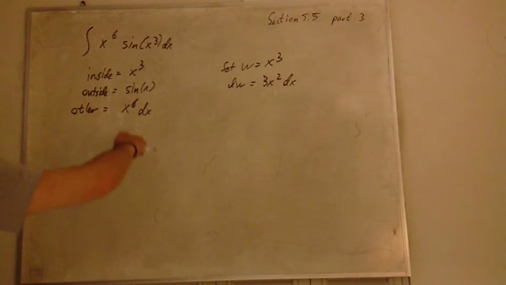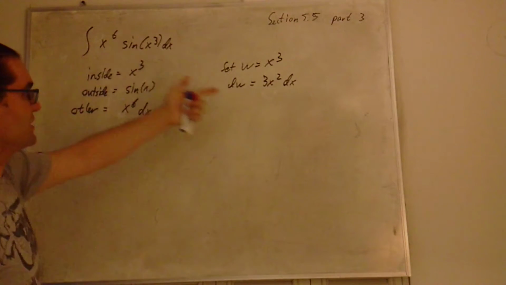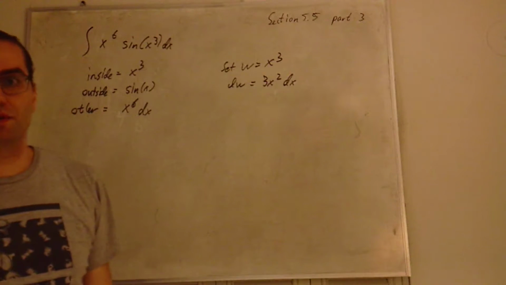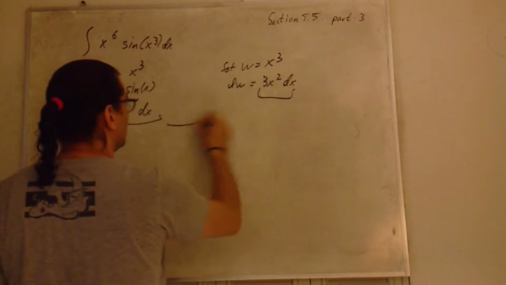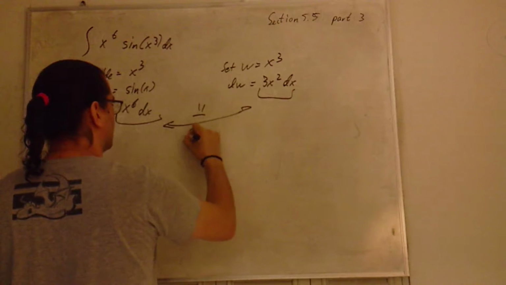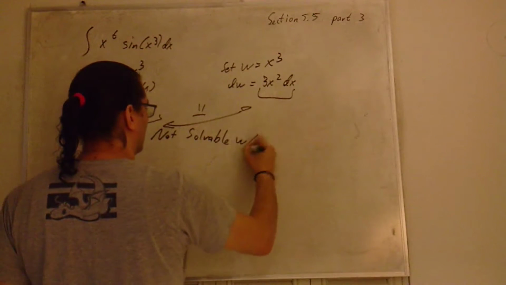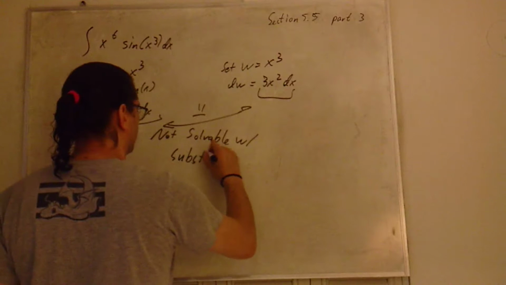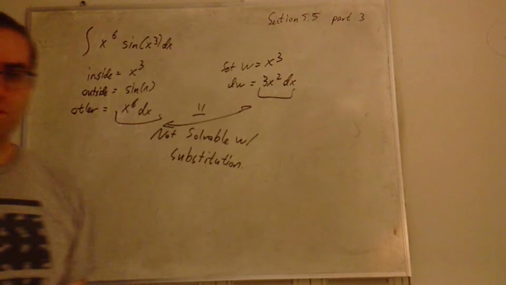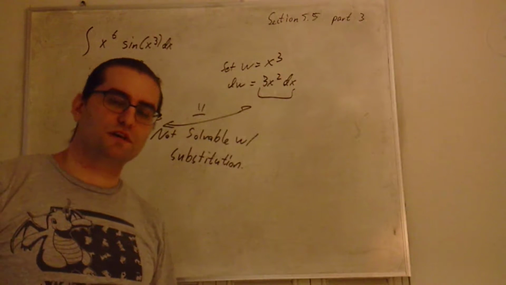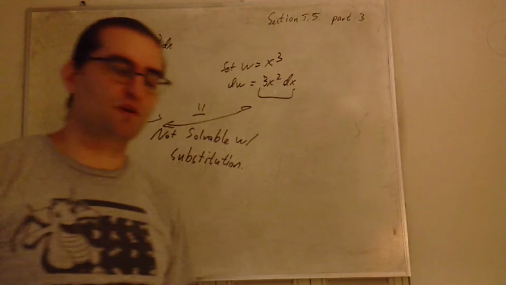We can't take 4 of these x's to the outside and leave us with just 2 on the inside so that it matches. That's not something we can do. This problem is not solvable with substitution. It's probably solvable with a different technique that we're going to learn much later, called integration by parts. But we're not going to worry about that right now.